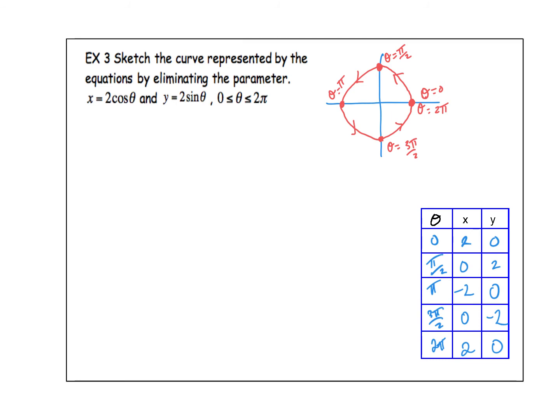Now, if I went about the same process that I did before, and I just said, well, let me take x and solve it for theta, I'm going to have this ugly cosine inverse of x over 2. And then I'm going to plug that into the other equation. Then I'm going to have 2 sine of cosine inverse of x over 2, which is just terrible, right? We don't like trig as it is, and then to have a sine and a cosine inverse and all that mixed together, we don't want that. We have a circle. What do we know about circles? What are their equations?